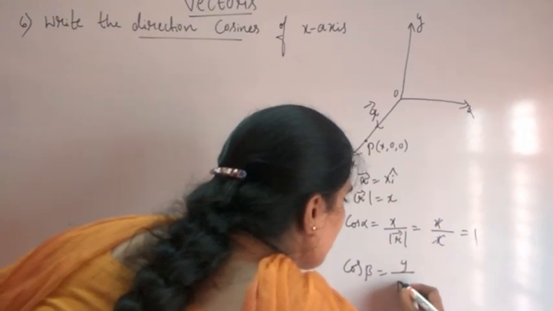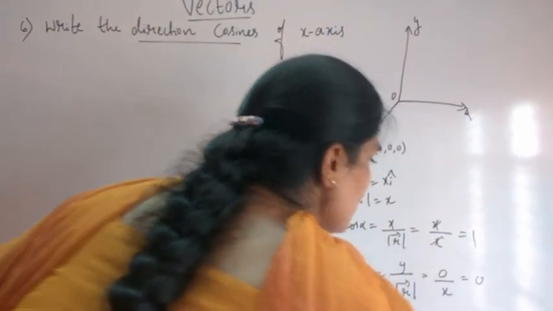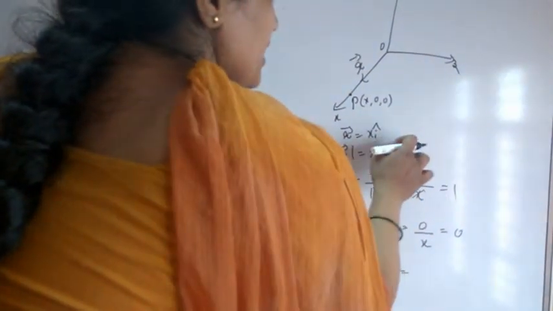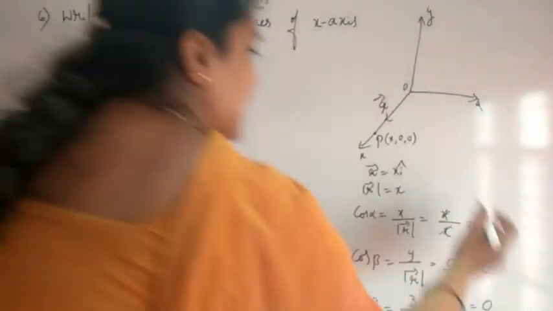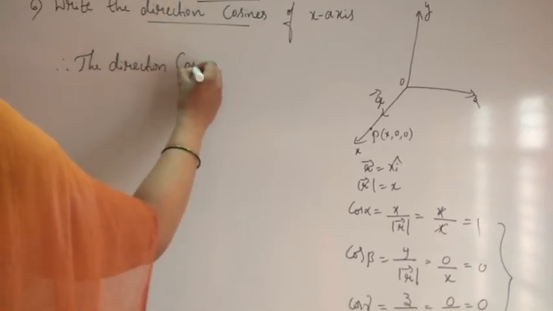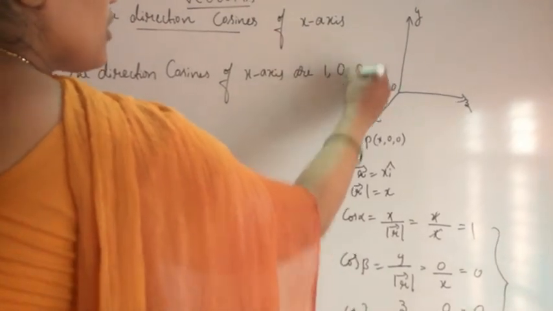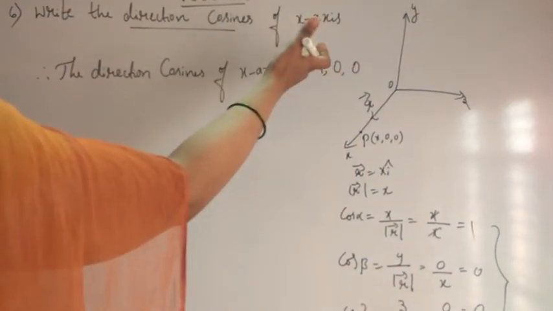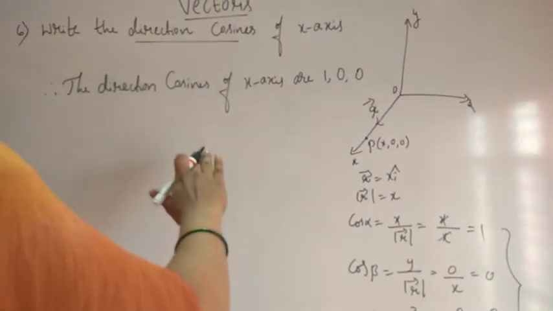Cos beta is equal to y by magnitude of r vector. So here there is no y value, right? So y value is 0. 0 by magnitude of r vector, which is x. So 0 by anything is 0. Cos gamma equals z by magnitude of r vector, and here z value is also 0. 0 by x, so 0 by anything is 0. Therefore, the direction cosines of x-axis are 1 comma 0 comma 0. So similarly, if they ask to write the direction cosines of y-axis, we get the direction cosines 0 comma 1 comma 0. Similarly, direction cosines of z-axis are 0 comma 0 comma 1. Okay.